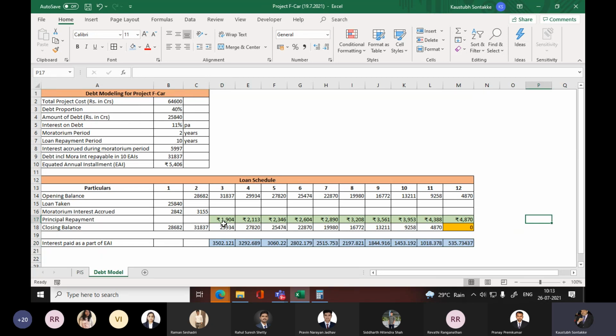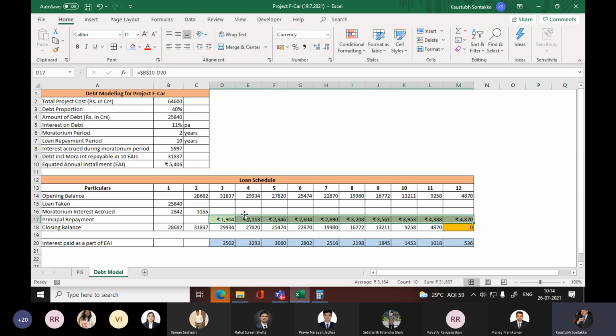You can see your total EAI, which is 5,406. You are paying a part of that as interest and a part as principal. The principal is 1904, then increases to 2113, then 2346, 2604, etc. In the last year you exactly pay whatever is pending, interest is only 536, and 0 amount is pending at the end. So in 10 years you are exactly repaying your loan.